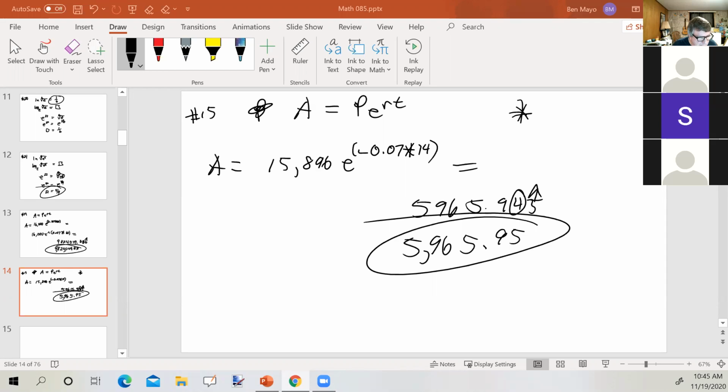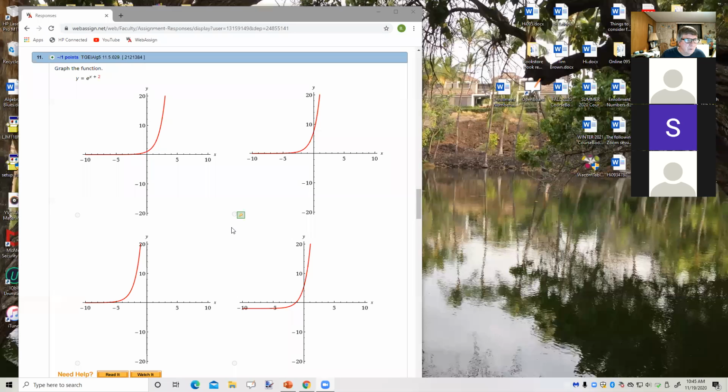Starting with number 11. Okay, so we're going to look at a graph here. Graph the function e to the x plus 2. All right, consider this.